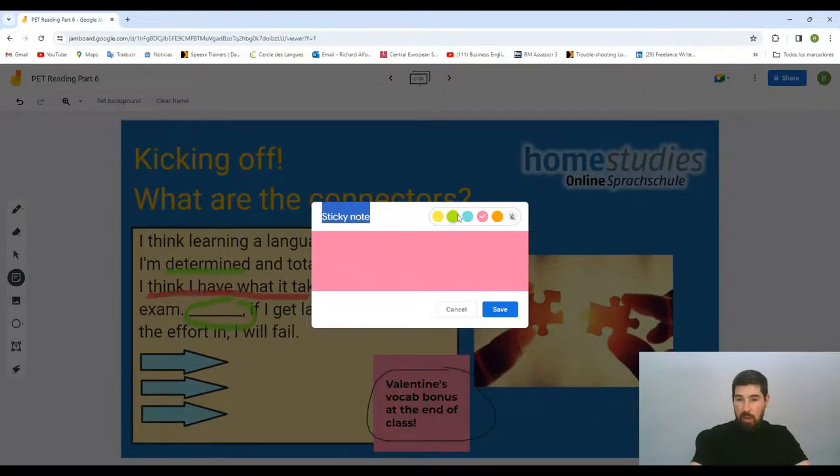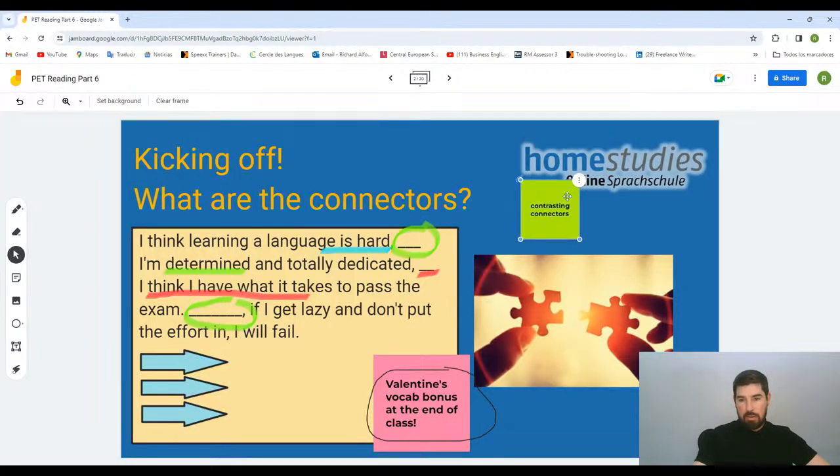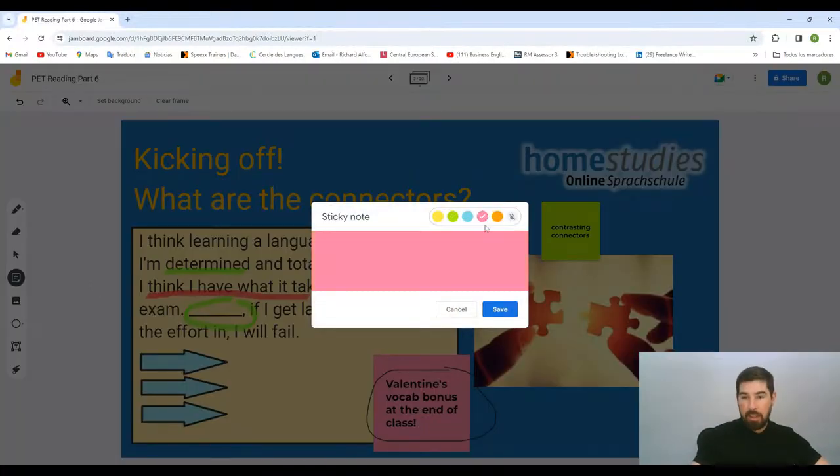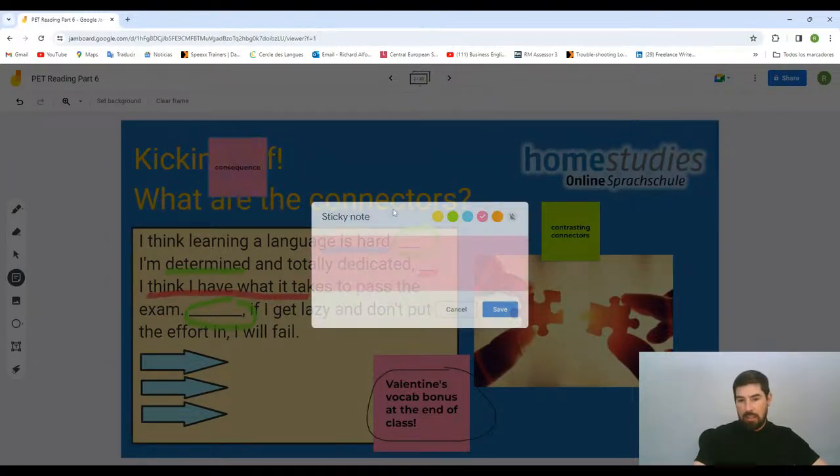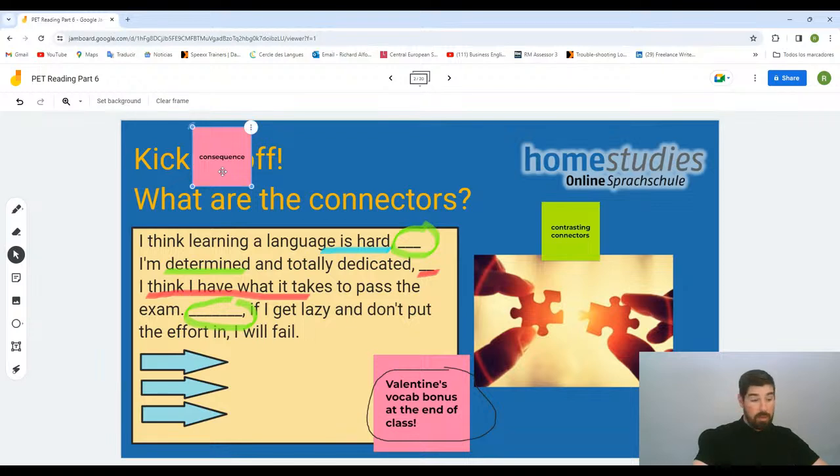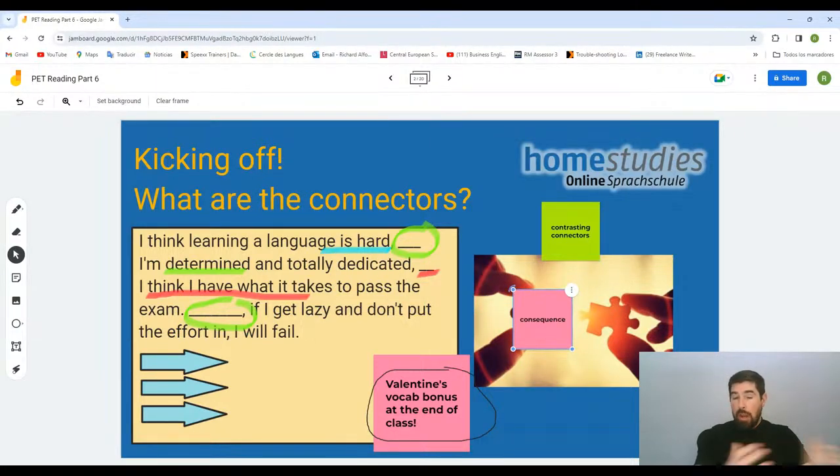Let me give you a helping hand. Okay, so contrasting connectors in the green. Okay, consequence in the red or the pink. Right. Okay, so let's get to it.